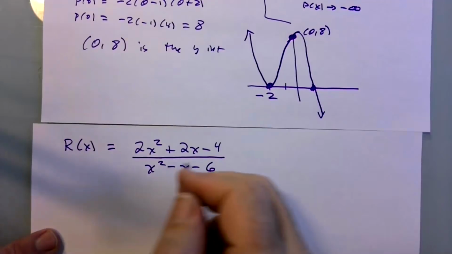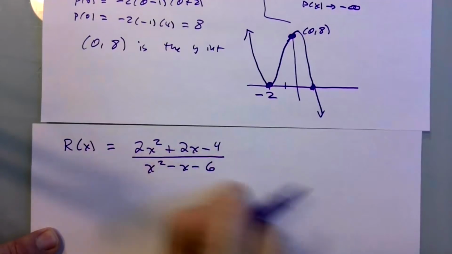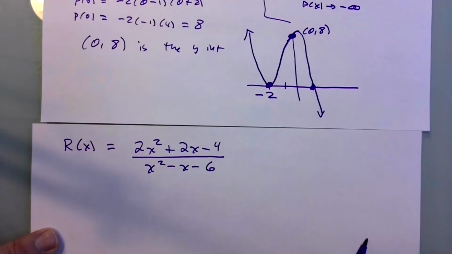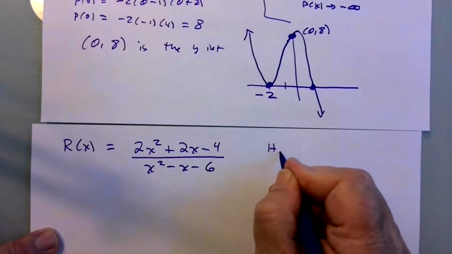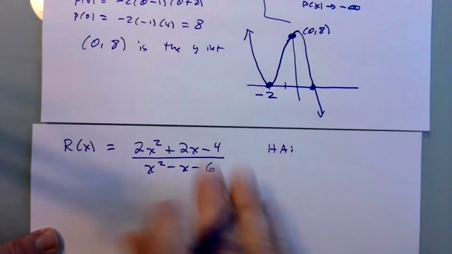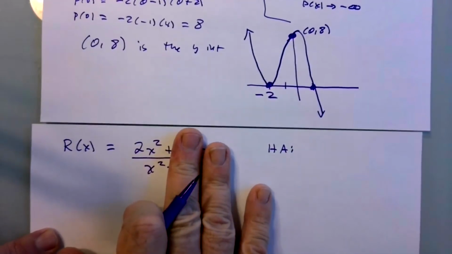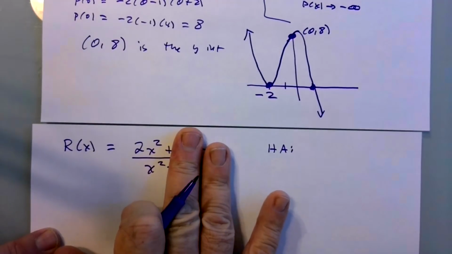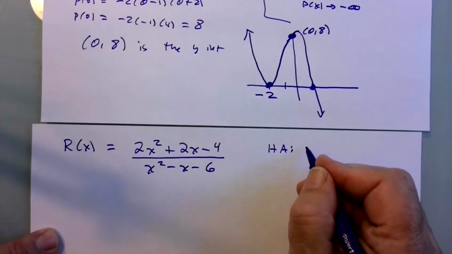And the first thing I'm going to notice is we have the same order upstairs and downstairs. So if that's the case, we have a horizontal asymptote, which is the ratio of the highest powers. 2x squared upstairs, 1x squared downstairs. So I know I'm going to get a horizontal asymptote. 2x squared divided by x squared is 2, so y equals 2.